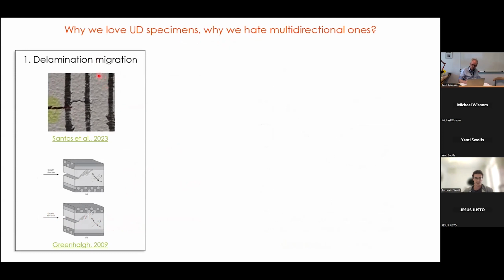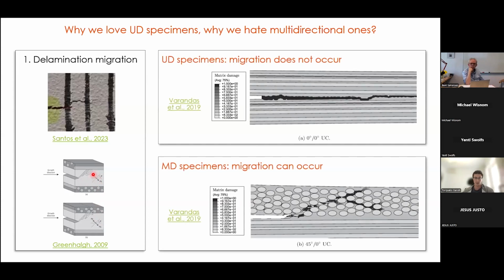So for sure, one first reason is the delamination migration, and this was historically the first big problem encountered when testing multi-directional specimens. And as of today, we know much better how it works. We know that it has to do with the resulting stress in the interface that we are testing, and the orientation of the ply towards which these stresses drive the propagating crack. We know that depending on this orientation, we can have or not have migration, and it will not happen for unidirectional specimens, while it can happen for multidirectional ones. In particular, we can actually avoid this for mode two tests, but not in principle for mode one.